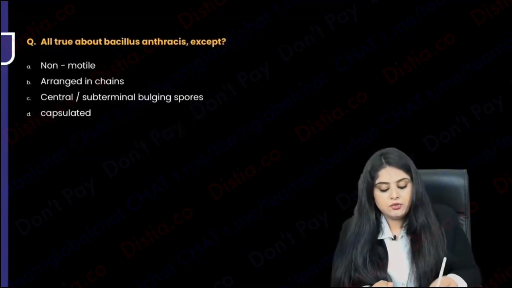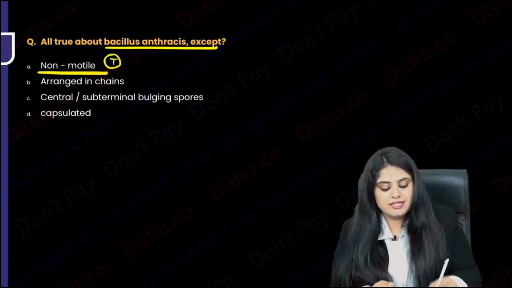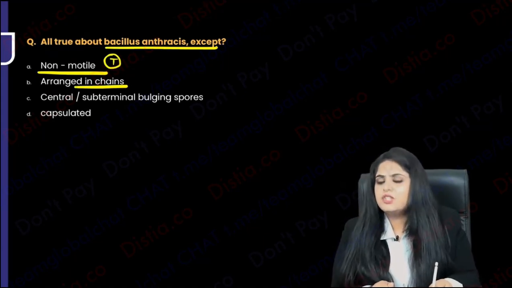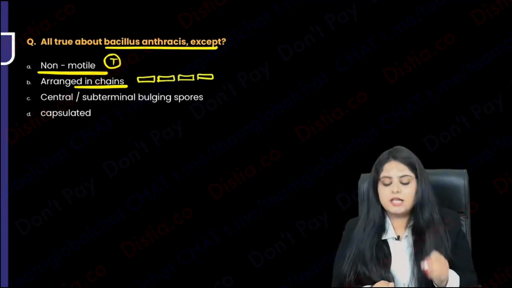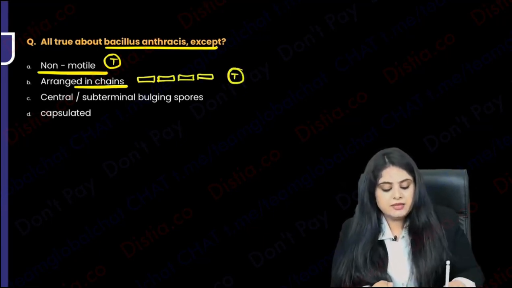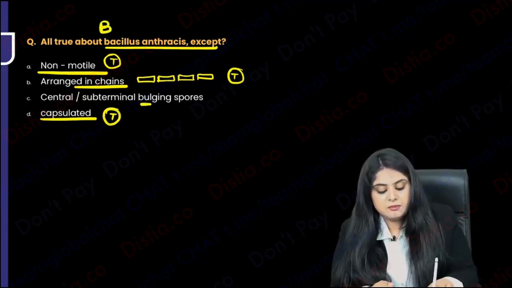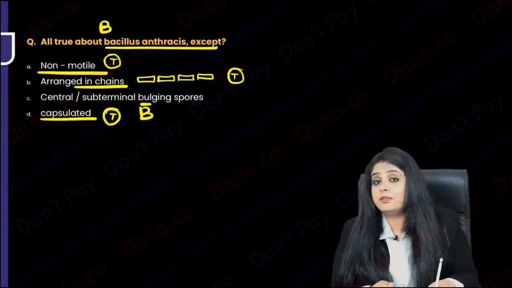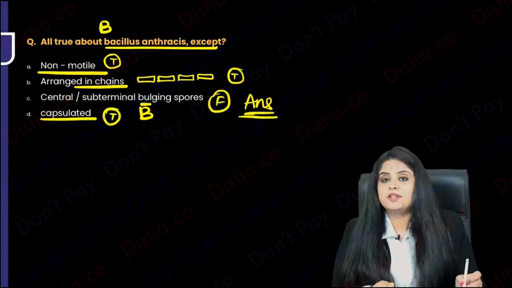Next, all are true about Bacillus anthracis except: is it non-motile? Yes, that is fine, it is not going to run away. Is it arranged in chains? Not exactly chains, but you can say bamboo stick and boxcar. Let's consider that fine for now. Tell me, does it have a capsule? It has a very famous capsule, correct? Does it have bulging spores? Does B and B go together? No, B is not for B. This is non-bulging spores. So this is definitely the wrong statement over here.